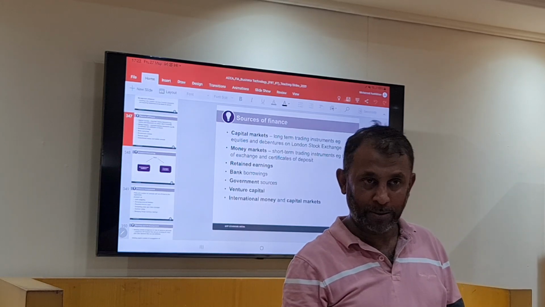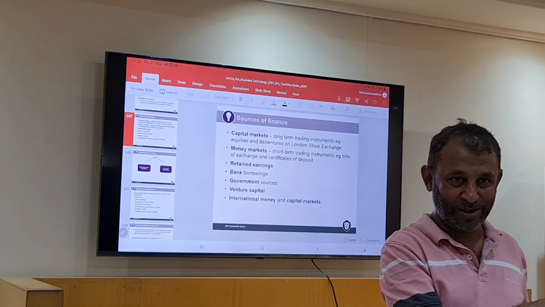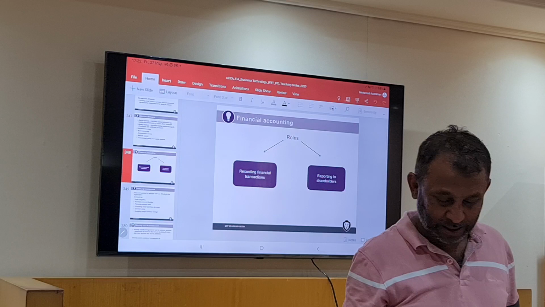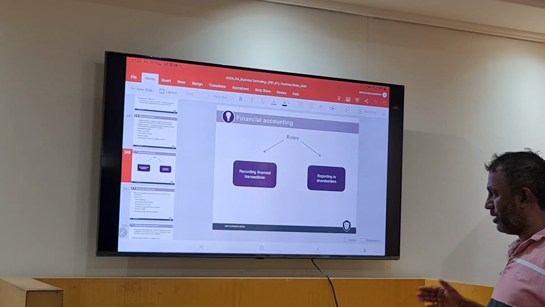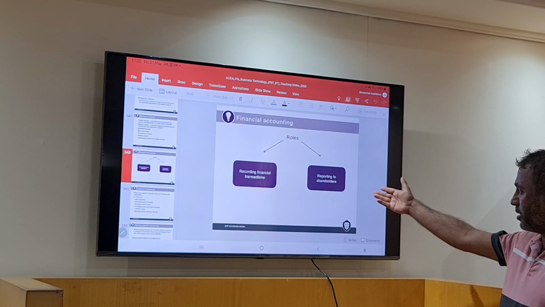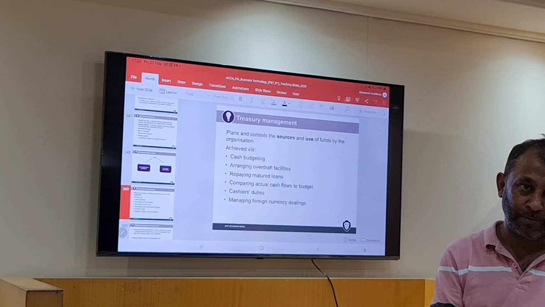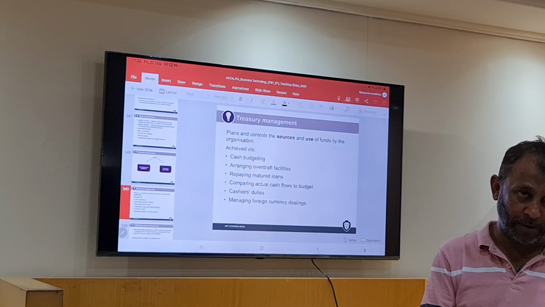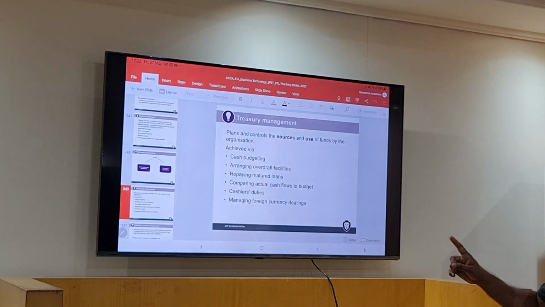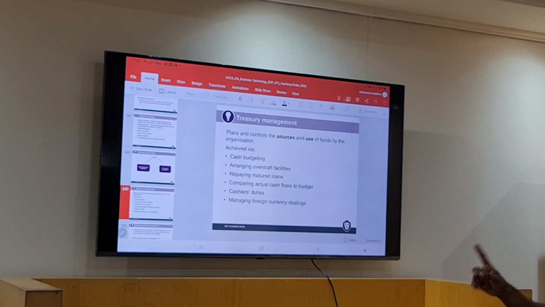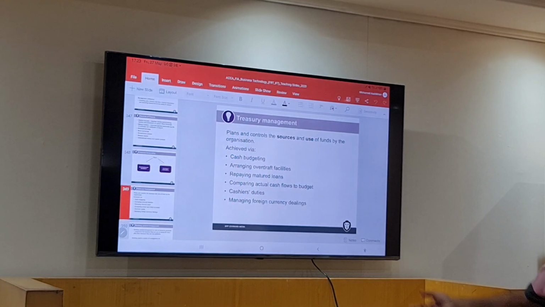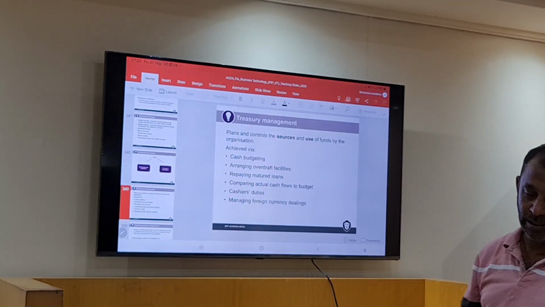International money and capital markets, that is, borrowing internationally, which is what Sri Lanka is doing now. Financial accounting, which we covered a lot in our other subject: recording financial transactions and reporting to shareholders. Treasury management: managing the funds of the company. It plans and controls the sources and use of funds by the organization, through cash budgeting, arranging overdraft facilities, repaying loans, comparing actual cash flows to the budget, cash duties, and managing foreign currency duties. These are the main duties of a treasury manager.